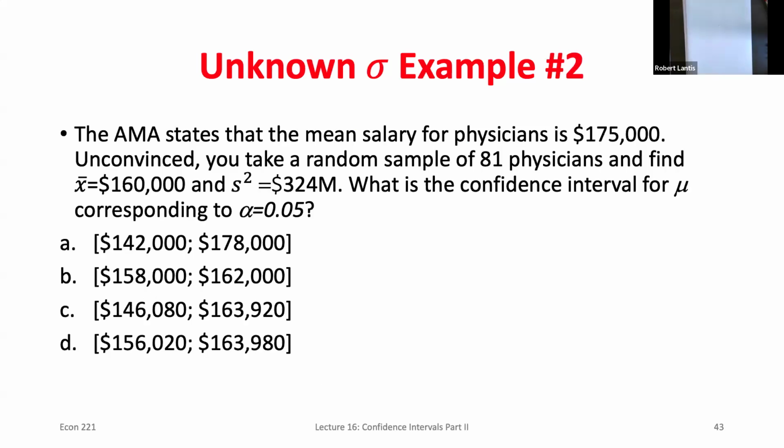Let's say the American Medical Association says the mean salary for all physicians is $175,000. You're like, seems pretty high. So you take a sample of 81 physicians and you find a sample mean of 160. You still have a really large sample variance, so 324 million. What would the confidence interval be for the true population mean at the 5% level?